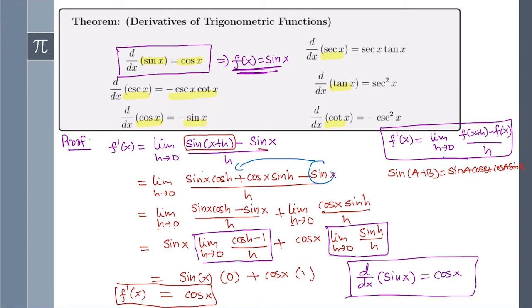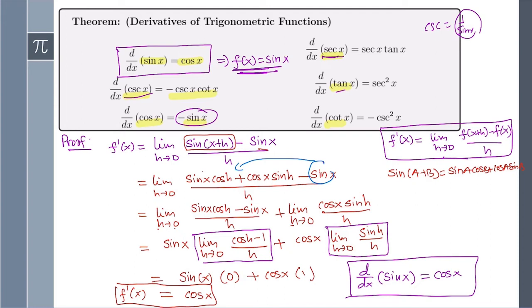Now, following exactly the same process, we can prove that the derivative of cosine x is negative sine x. And then to prove it for cosecant, we can just use the quotient rule. Cosecant is 1 over sine x, and if we use the quotient rule, we'll get the derivative for cosecant x. Similarly, once we know the derivative of cosine, we can find it for secant x using the quotient rule again. Tangent is sine over cosine. Using the quotient rule, we can find it. So we can find it for all of them once we know it for sine and cosine.